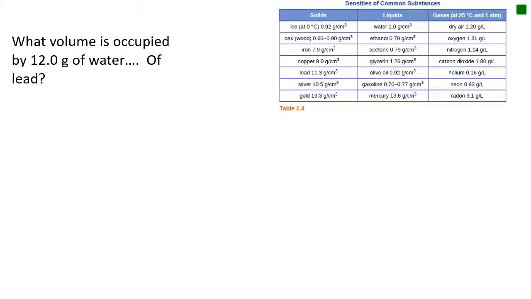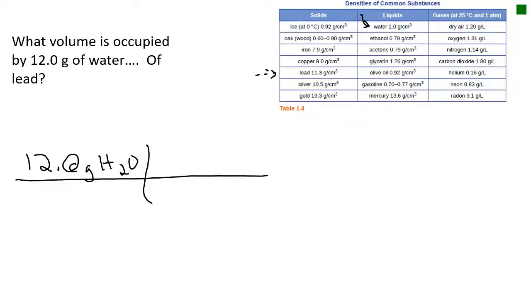All right, now things have very different densities. The density of lead is 11.3 grams per mil or cubic centimeter, and the density of water at room temperature is 1 gram per cubic centimeter or 1 gram per mil. So if I have 12 grams of water, what is the volume that's going to be occupied?